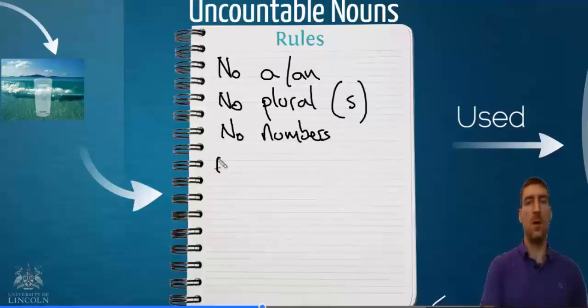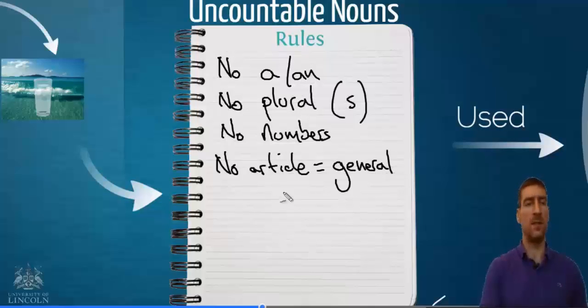If there is no article with an uncountable noun, then it equals basically a general statement. So I might say something like, food is great. Right? No article, food is great. So I'm just saying a general statement that I like food, basically. Any and all food is fine by me.